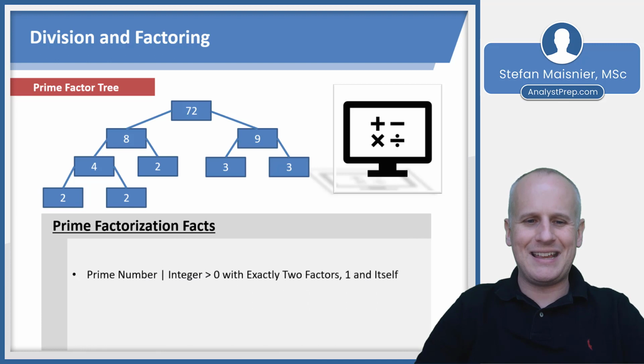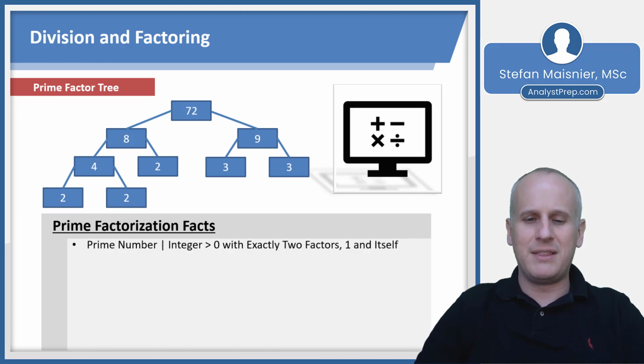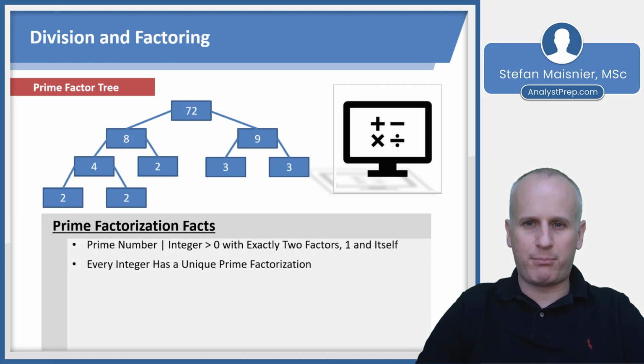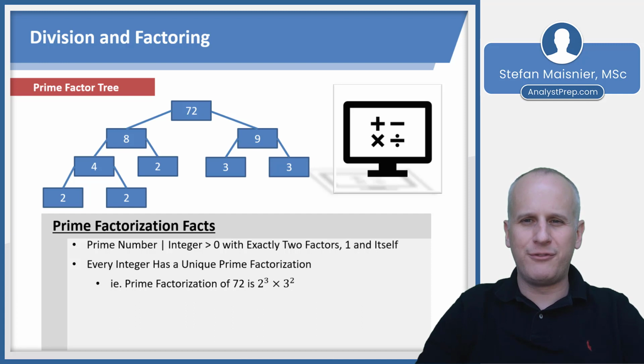And now we could say that a prime number is an integer greater than 0 with exactly two factors, 1 and itself. We know what a prime factor is. But every integer has a unique prime factorization. And in this case, with our example of 72, we know that its unique prime factorization is 2 cubed times 3 squared. And the only integer with exactly 3 factors of 2 multiplied by 2 factors of 3 is 72. If you remove any of those factors, you get a different divisor or factor of 72. If you add to those, you will get a multiple of 72.